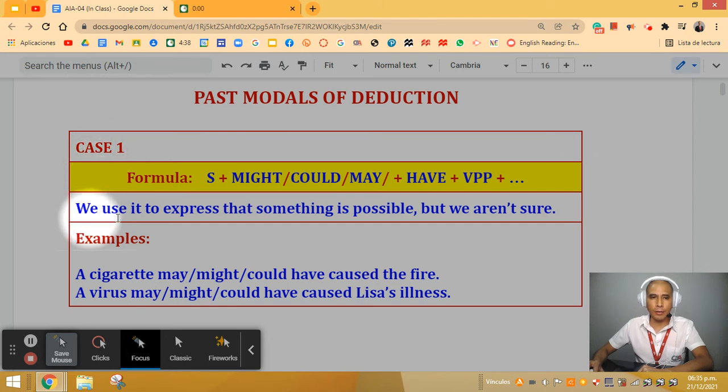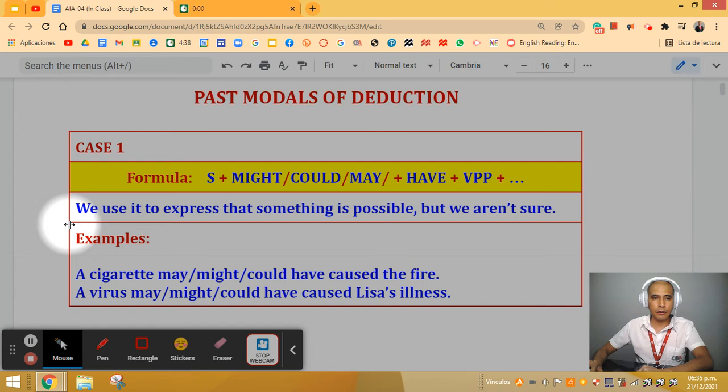Basically, we use it when we want to express that something is possible, but we aren't sure. Here we have a couple of examples. The first one says a cigarette may, might, or could have caused the fire. Here we can use any of these three words. Then the second example says a virus may, might, or could have caused Liz's illness. So we are not sure about this. It is possible.